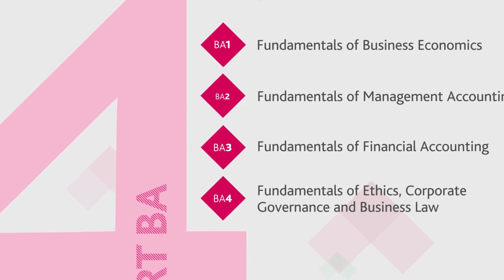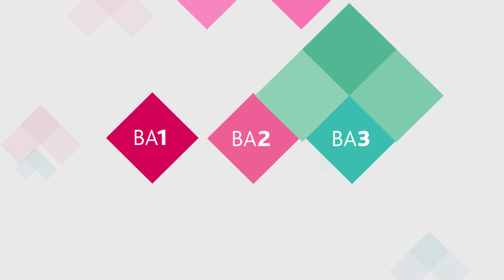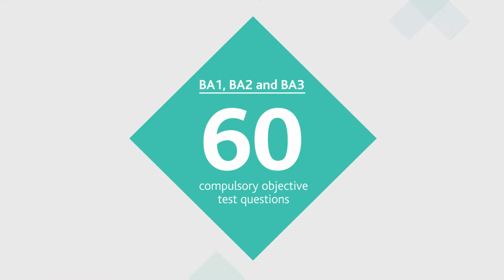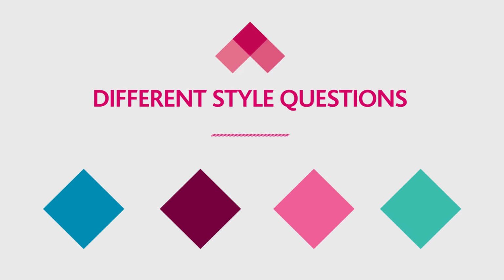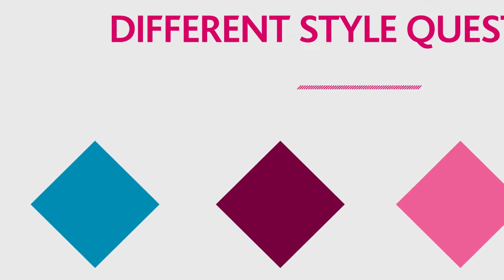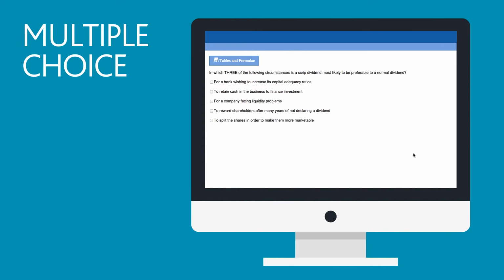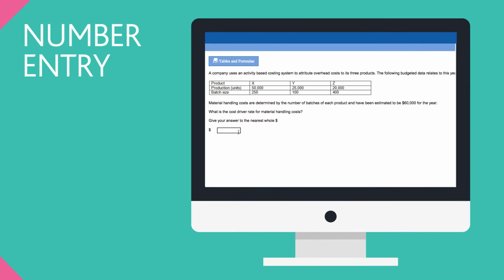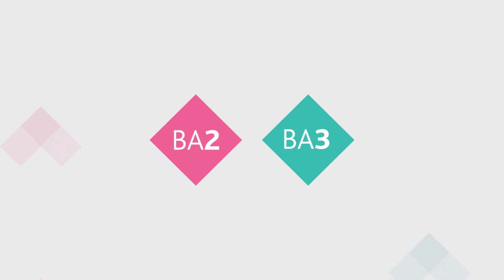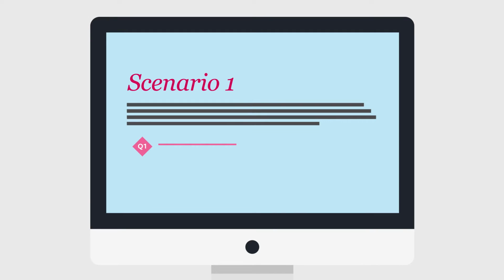Each of your Cert BA assessments will be 2 hours. BA1, BA2 and BA3 assessments comprise 60 compulsory objective test questions. BA4 assessment consists of 85 compulsory objective test questions. A range of objective test style questions may be used in the assessment. Examples of the different styles are multiple choice, multiple answer, drag and drop, and number entry. In BA2 and BA3, you may also be given short scenarios to which 1 or more questions will relate.